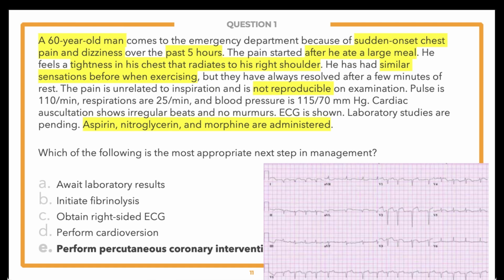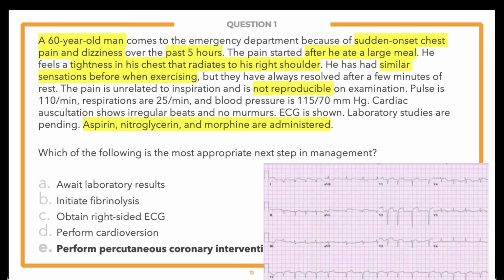Now, they didn't give you labs, right? And 18% of you guys said await labs, right? You guys are waiting for a troponin. I get that. In an acute cardiac situation, if you have 2 out of 3, if you have classic cardiac symptoms, you have an EKG with ST elevation, you do not need to wait for the troponins.